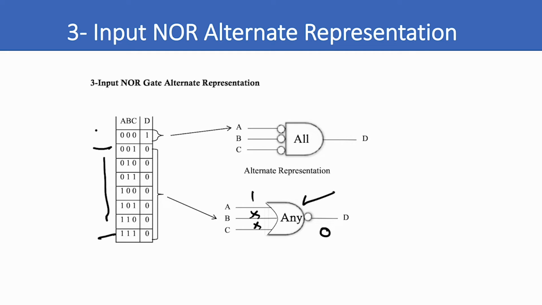The one and final one that is the alternate representation for the NOR gate describes what happens when all inputs are low. So 0, 0, 0. This says all inputs low because there's a bubble there, gives you a 1. And that's what this one is right here.